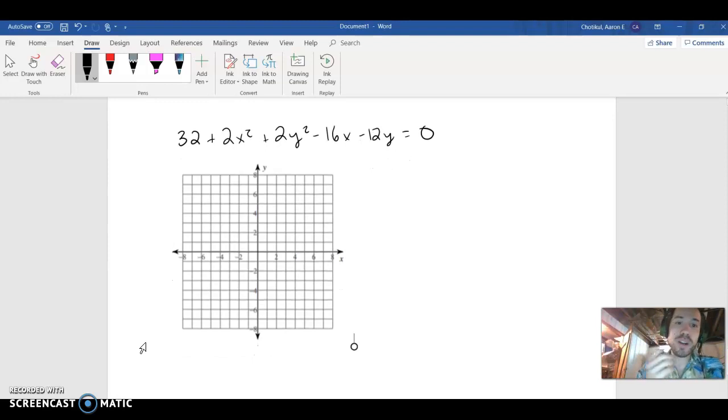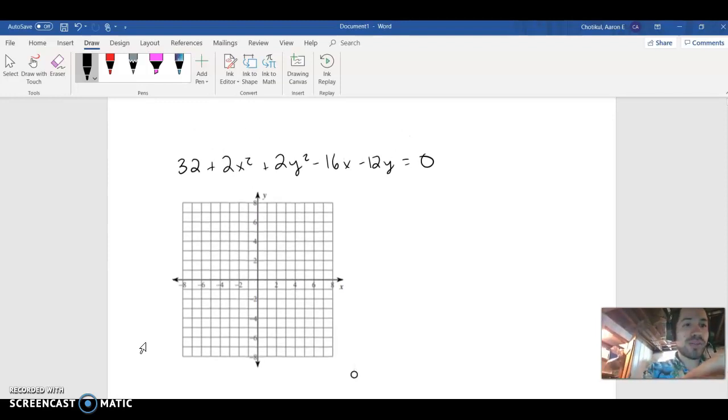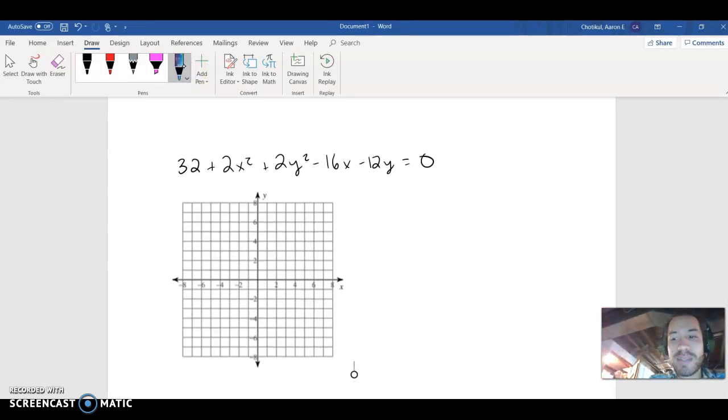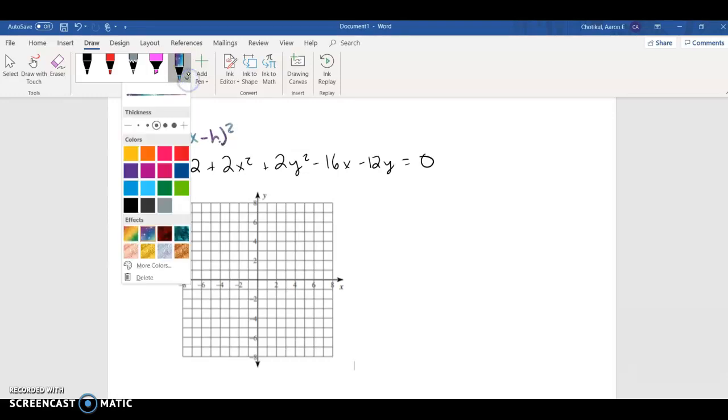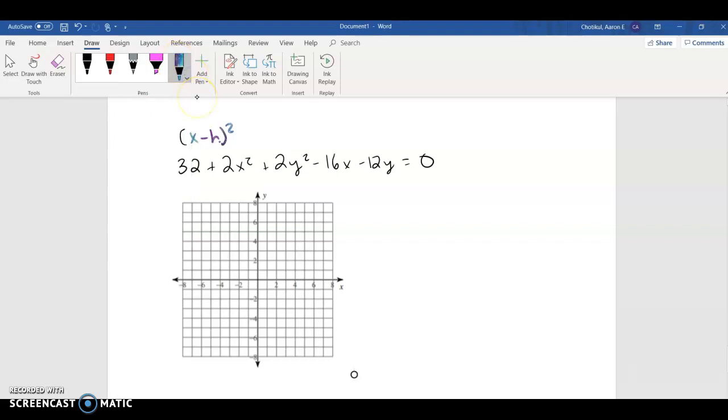Now, just like before, we're trying to get this into standard form. Let me write out standard form for you guys, in this fun Galaxy pen. Standard form is (x minus h) squared plus (y minus k) squared equals r squared.